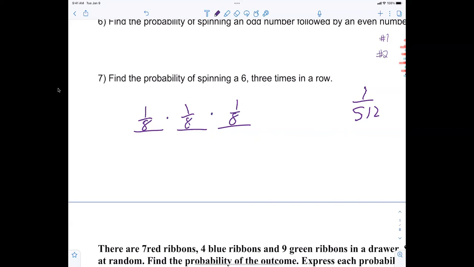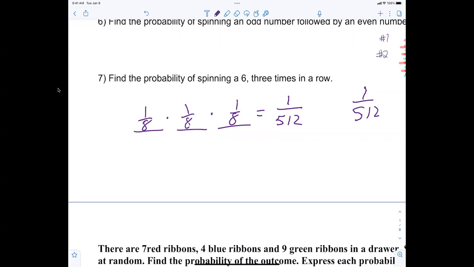Multiply. I know it's hard with the calculator to do 8 times 8 times 8. I understand that. But just take our word for it. It's 512. So 1 out of every 512 times you spin that thing 3 times, it's going to come up all 6s. Come on now, we got to get better at it.